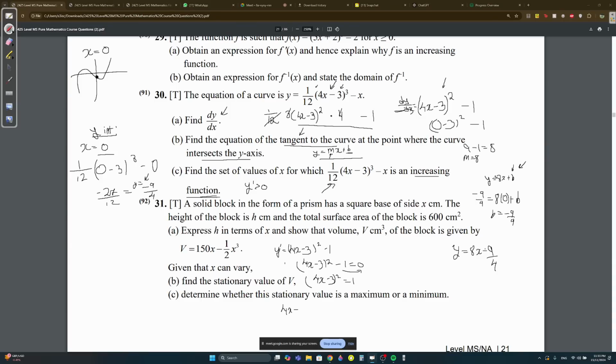You're going to get two solutions. 4x minus 3 is equal to minus 1. 4x minus 3 is equal to plus 1. Here you're going to get 0.5, and here you're going to get minus 4, minus 1. Okay, so these are our roots.